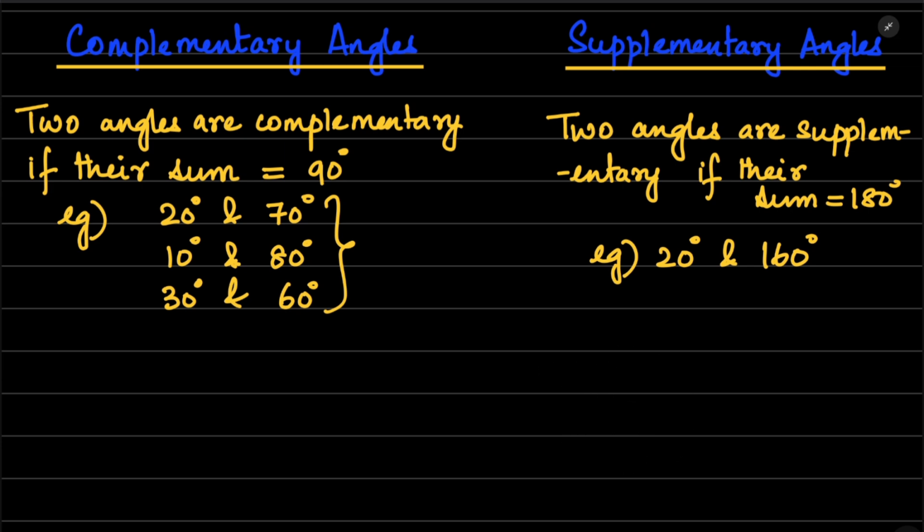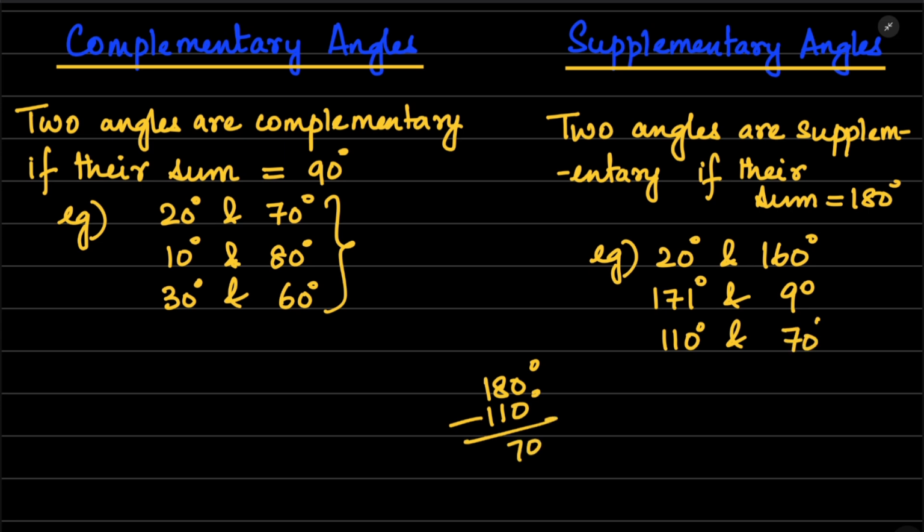Now suppose I have 171 degrees and I want to find the supplementary angle for 171. So what will you do? 180 minus 171, which is 9. So 9 degrees is the supplementary angle for 171 degrees. Another example, suppose it's 110. Find the supplementary angle for 110. 180 minus 110 is 70 degrees. So 70 degrees is the supplementary angle.